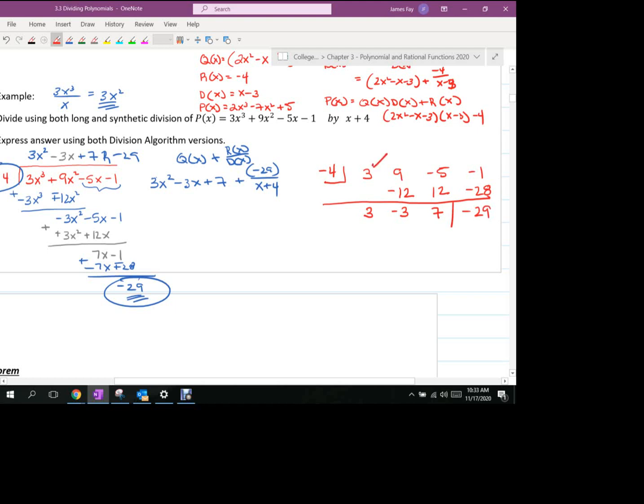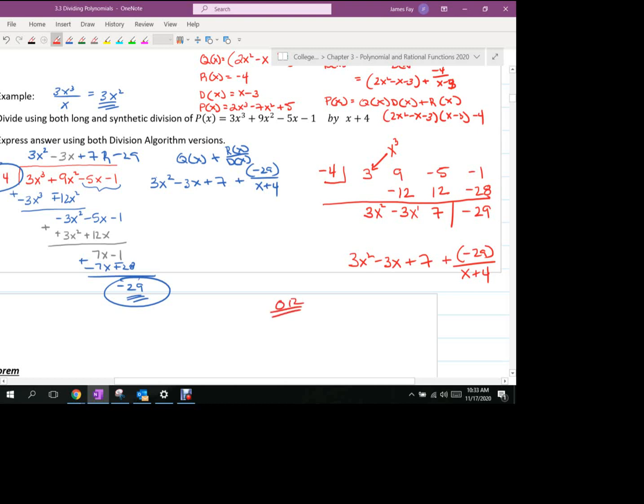Now, what was that term right there? It was x to the third. So this one's going to be x squared, and then they are all there, decreasing by 1 each time. So it'll be 3x squared minus 3x plus 7. That's my quotient, plus then my remainder over my divisor of x plus 4.